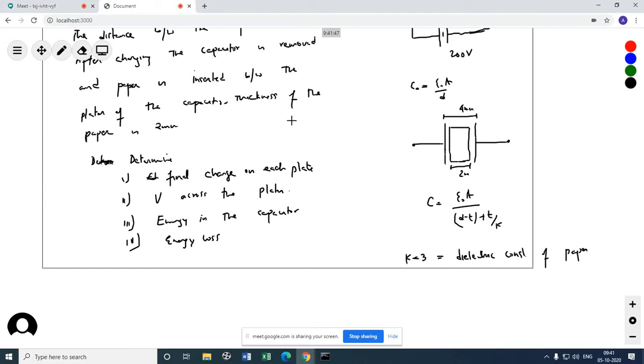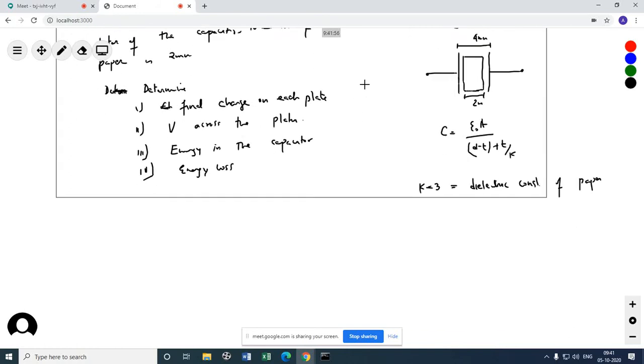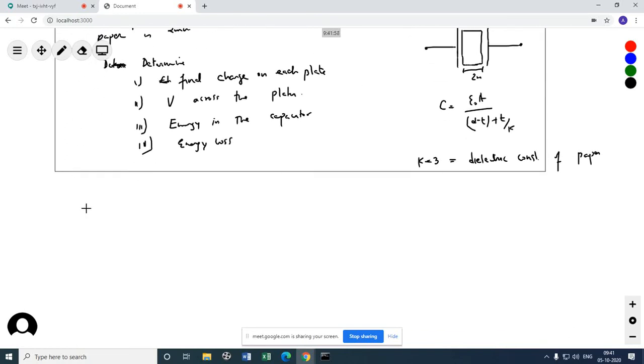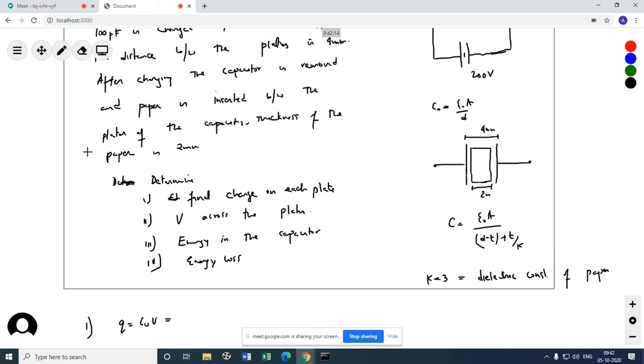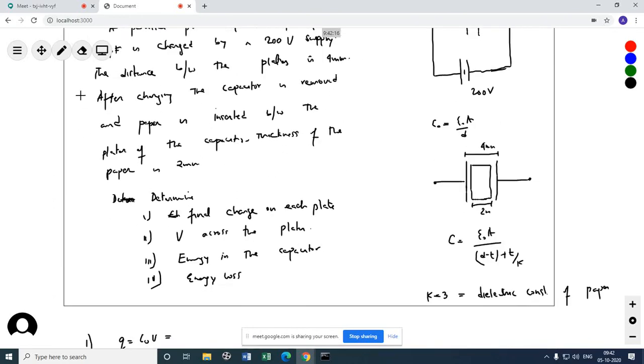Now, what do you need to do? We need to find the final charge on each plate, and the potential across the plates. First question, we'll first find the charge. What do you think the charge would be? Q would be equal to CV, so C naught V. C naught is given to you, 100 picofarad.